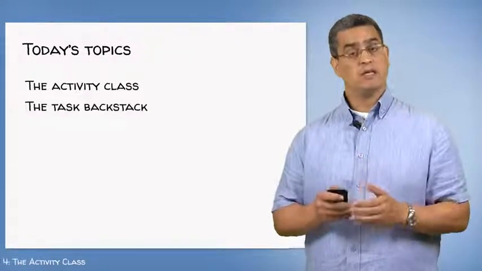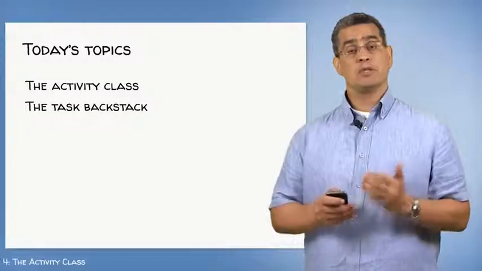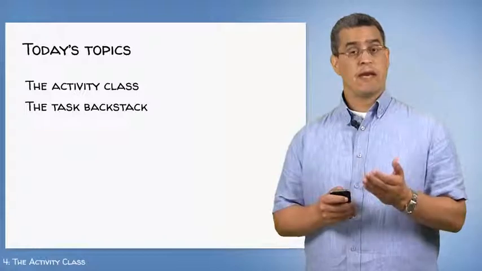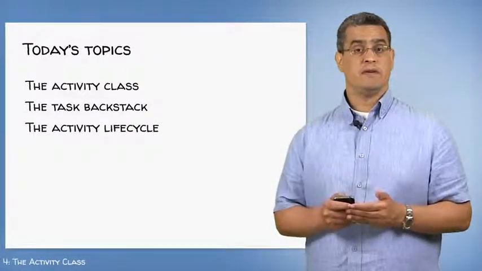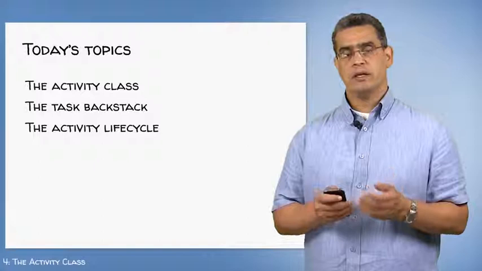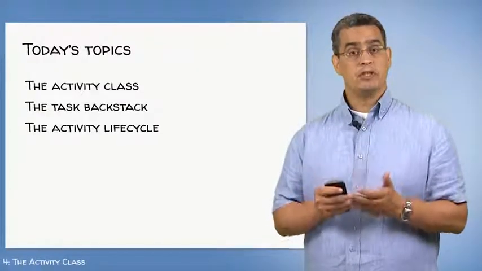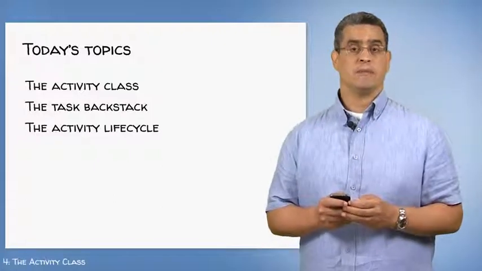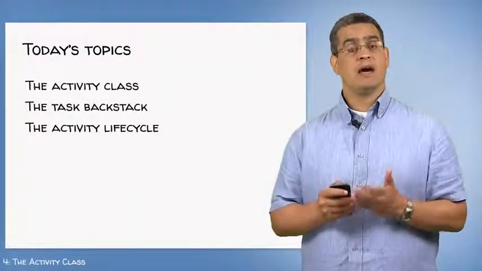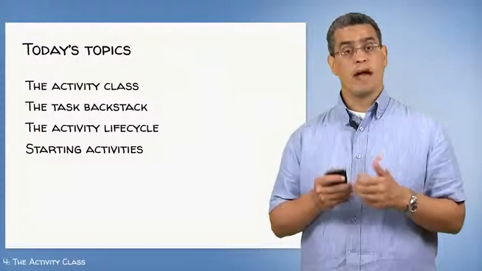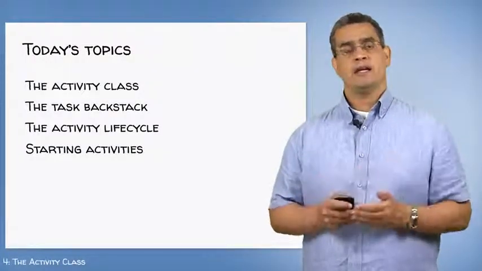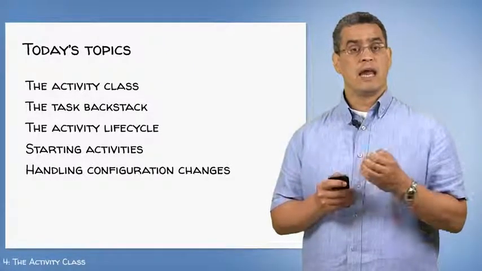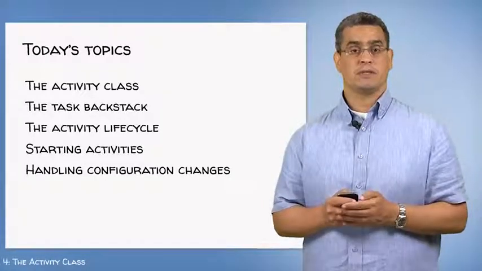Next, I'll discuss Android's task backstack, which helps users easily navigate back and forth among the activities they use. After that, I'll discuss the life cycle of activities, how they're created, executed, and terminated, and how Android manages and communicates these life cycle phases and changes to your applications. After that, I'll discuss the APIs and patterns that you'll need to programmatically start activities. And finally, I'll finish up with a discussion of how Android activities handle device and application configuration changes.